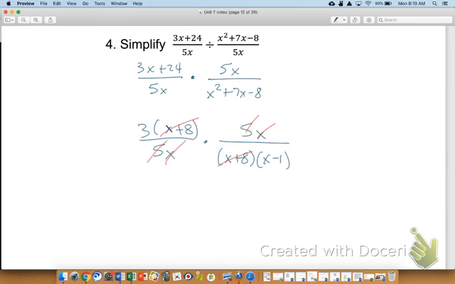At this point, I look at it and think, well, I think I'm done with that. The numerator is 3 times 1. The denominator is x minus 1. Nothing else is going to be canceling there, right?